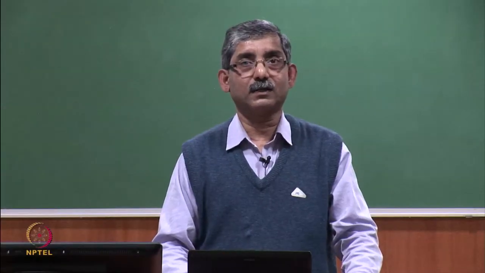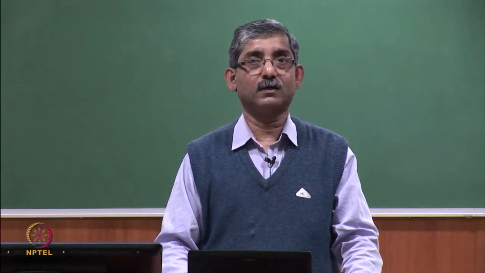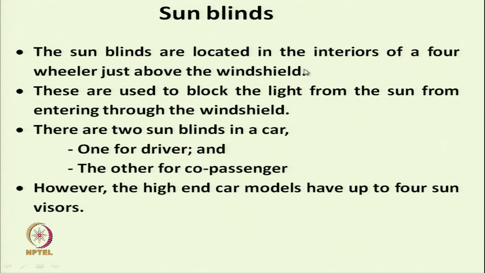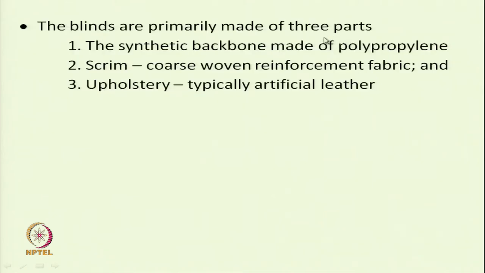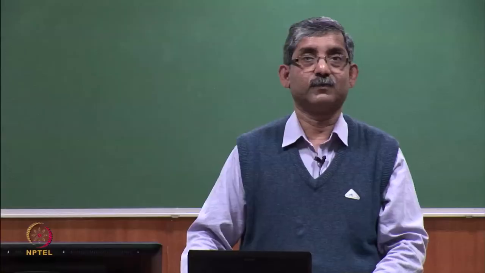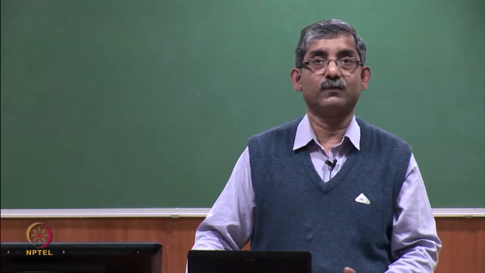Sun blinds are another technical product. The sun blinds are located in the interior of a four wheeler just above the windshield. These are used to block the sunlight. Here also we can use textile materials. Blinds are typically made of three parts: the synthetic backbone made of polypropylene, screens of coarse woven reinforced fabric, and upholstery, typically artificial leathers. So, here textile components are also used.